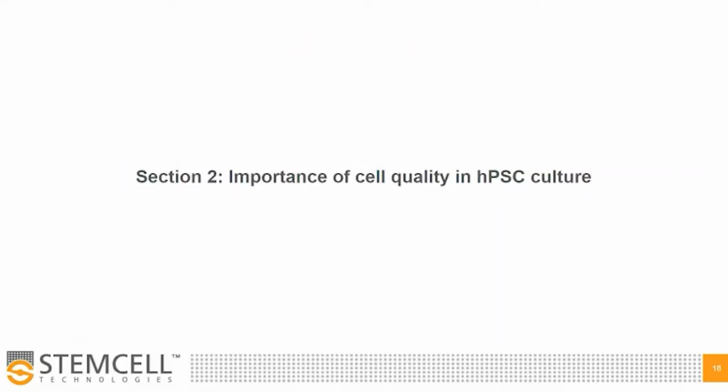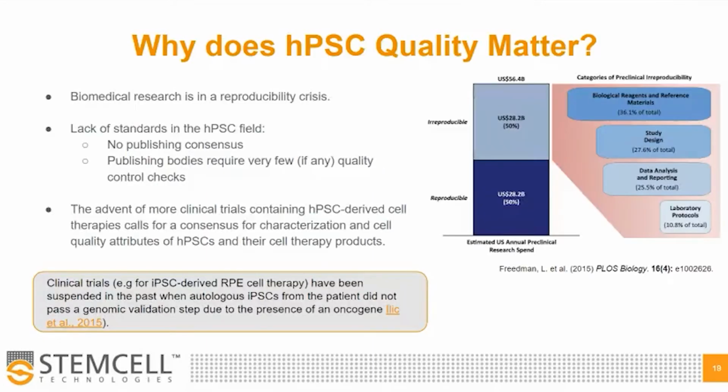Section 2, the importance of cell quality in hPSC culture. So why do we care about hPSC quality? Well, biomedical research is in a reproducibility crisis. The image on the right, taken from Freedman et al. in 2015, shows that 50% of the US annual preclinical research funding is spent on research that is not reproducible. This is particularly poignant for the hPSC field, where there is still no consensus on what quality control checks are required in order to publish.